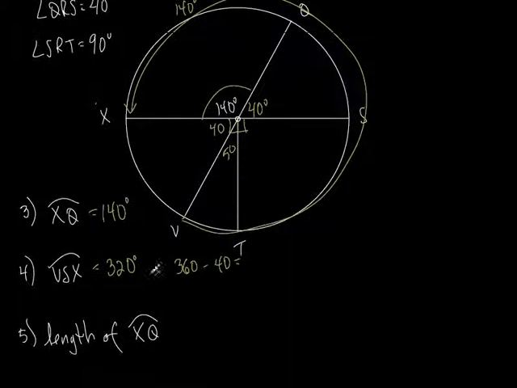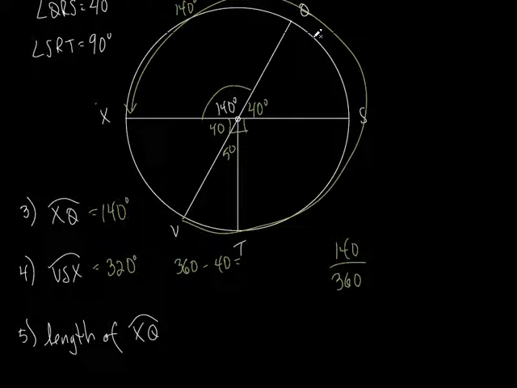Right? Not hard. Now, here's the one that some people struggle with, the length of XQ. So here's arc XQ right here, and how many degrees is this arc? It's 140. It's 140 out of what? 360. Now, if we're going to find the length of the arc, think of the distance around the whole thing. That's the circumference, isn't it? So it's pi what? D, right, or R, right?